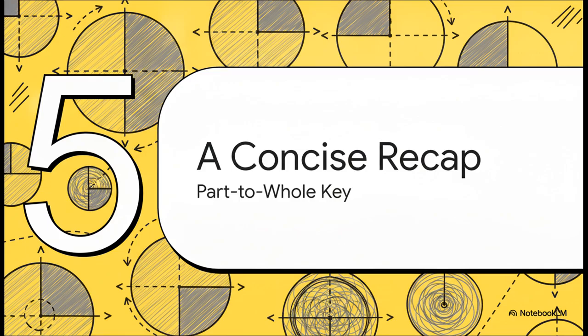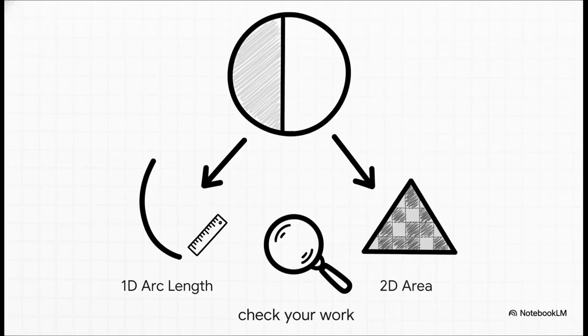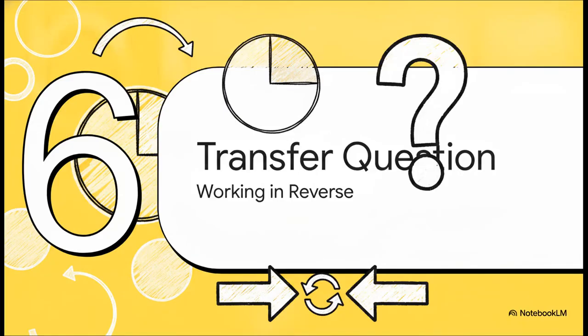A quick, concise recap. The part to whole master key. Okay, let's wrap this up by summarizing exactly what you should take away from this explainer today. By anchoring everything to that simple fraction of your angle over 360 degrees, you don't need to memorize complex new formulas for arcs and sectors. You literally just apply your basic, familiar whole circle rules to the fraction you're working with. Just remember to always attend to precision by checking your units, 1D linear units for arc length and 2D square units for area.